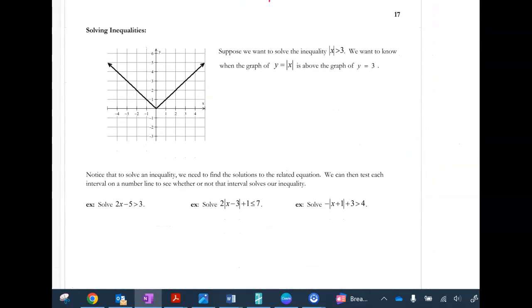All right, now let's move into inequalities. So here, suppose we want to solve this inequality. Luckily, they've already graphed the absolute value like we did on the other one. That's why all those points are popping in.